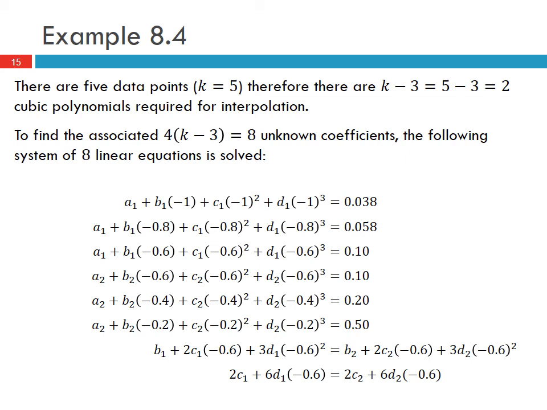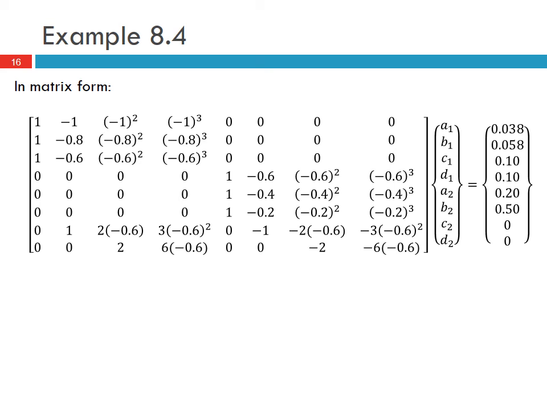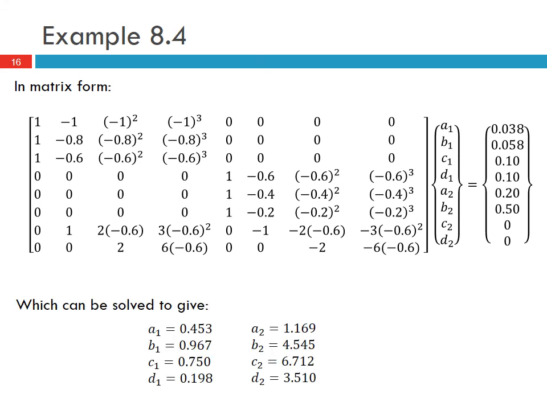So the first 3 are related to the function values of the first polynomial. The next ones are related to the function values of our second polynomial, and the last 2, this defines the continuity of the first derivative at the interior point, and this defines the continuity of the second derivative at the interior point. So this is how it is shown in matrix form, which we can then solve for our unknown coefficients, which are given here: a1, b1, c1, d1, and a2, b2, c2, d2.